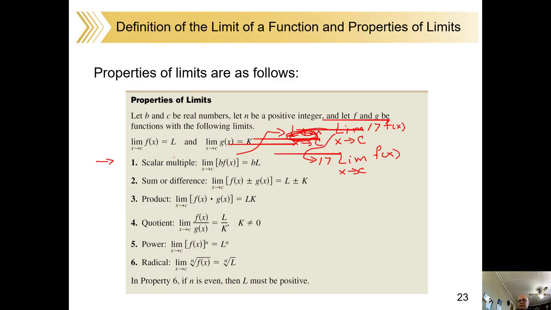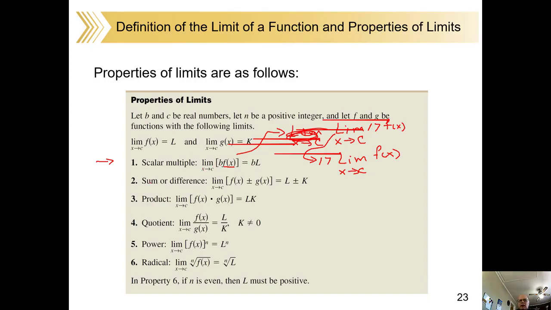That's what it means. So you take this b, that's just a regular number, even if it's a -5, slide it out front, and then take the limit of just the function itself. So that number is being taken out front, and this has the limit of L, so you just multiply it times that constant that was in front of f of x.